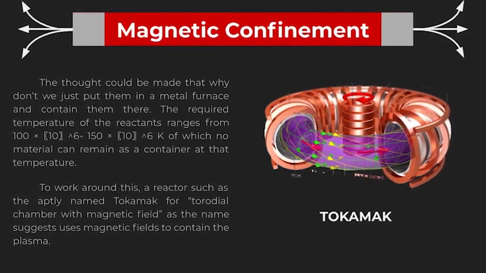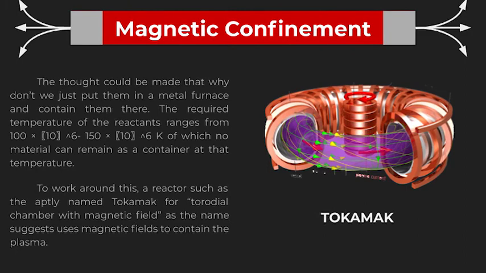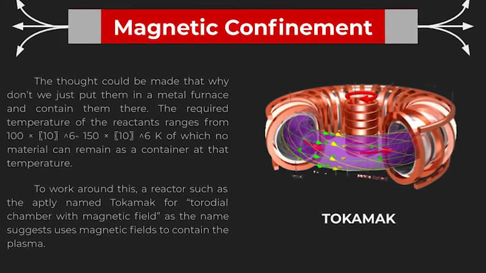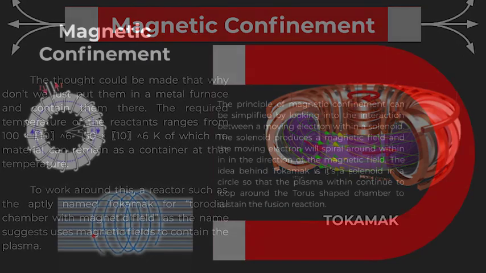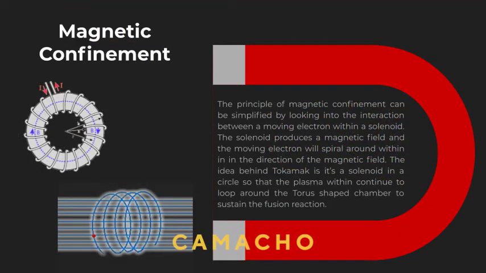To work around this, there are reactors such as the aptly named tokamak, or toroidal chamber with magnetic coils, which, as the name suggests, uses magnetic fields to contain the plasma. The principle of magnetic confinement can be simplified by looking into the interaction between a moving electron within a solenoid. The solenoid produces a magnetic field, and the moving electron will spiral around within it in the direction of the magnetic field. The idea behind the tokamak is that it's a solenoid in a circle, so that the plasma within it continues to loop around the torus-shaped chamber to sustain the fusion reaction.